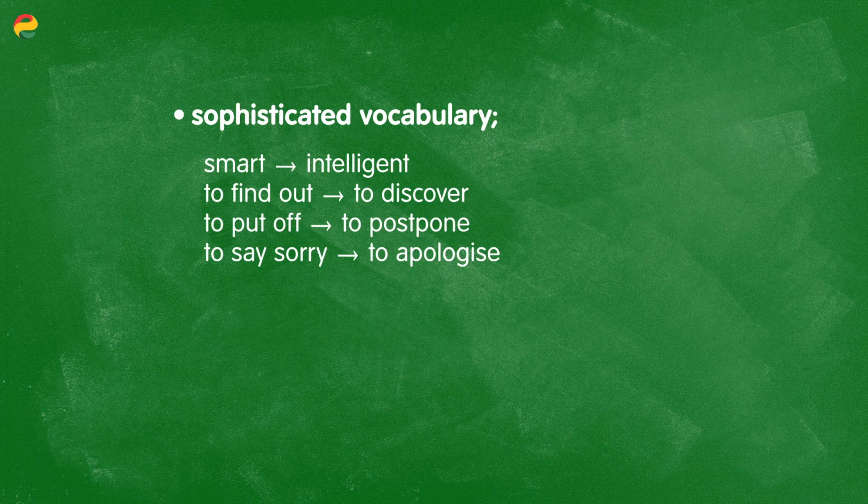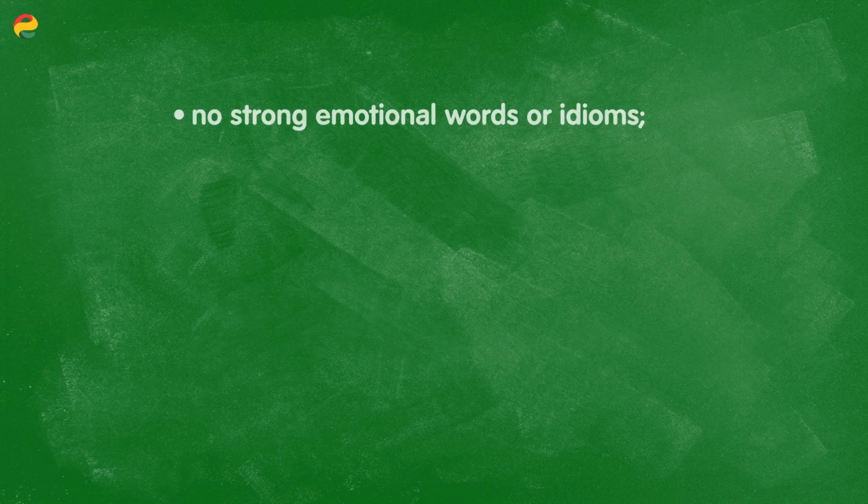Also, avoid using any phrasal verbs in English. For example, instead of to find out, you should say to discover. And instead of to put off, to postpone. And to say sorry, to apologize. Here, every phrasal verb in English has a singular verb equivalent. That is the verb that you are going to need to use, particularly in formal writing.